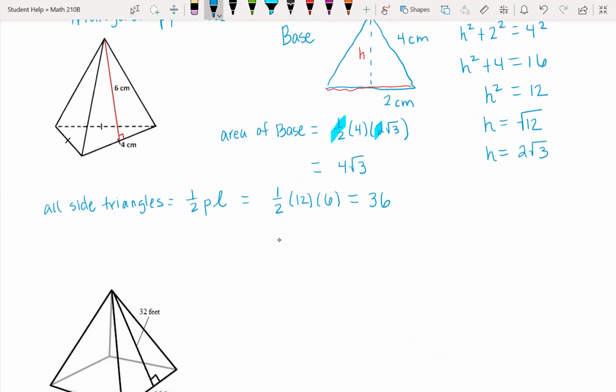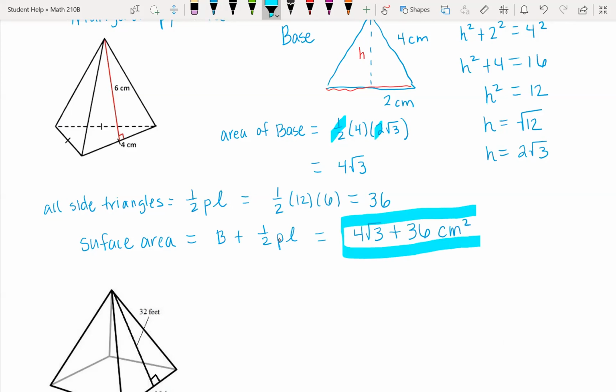So it looks like our total surface area is the base plus 1/2 the perimeter times the slant height, or 4 square root 3 plus 36. We can't combine those two because they're not like terms. And the units for this is in centimeters squared. So that is the surface area for that triangular prism.